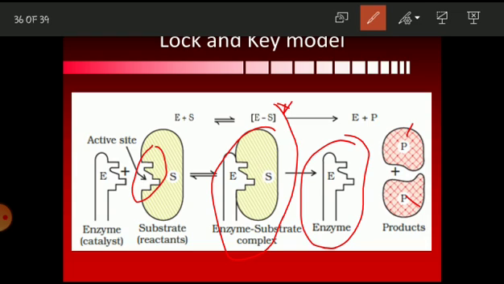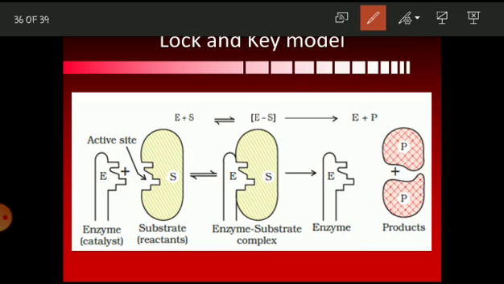Imagine you have a lock and a key. What is the key? The enzyme. And what is the lock? The substrate. Both have the active site, so they can fix to each other and form the enzyme substrate complex. That enzyme substrate complex has high energy, so it will undergo decomposition to gain stability and form the proper product. And this enzyme remains as it is after the completion of the reaction.